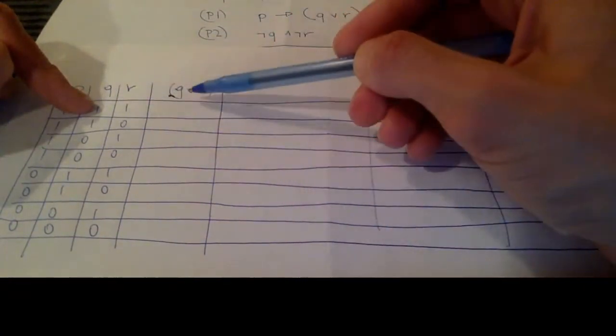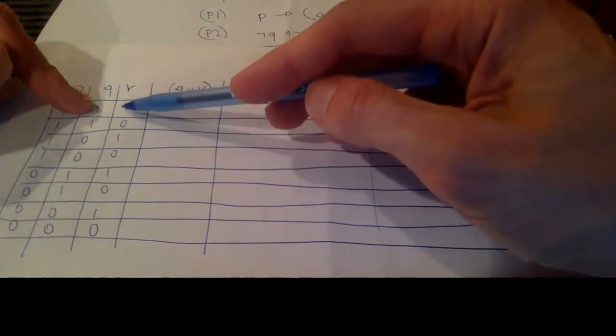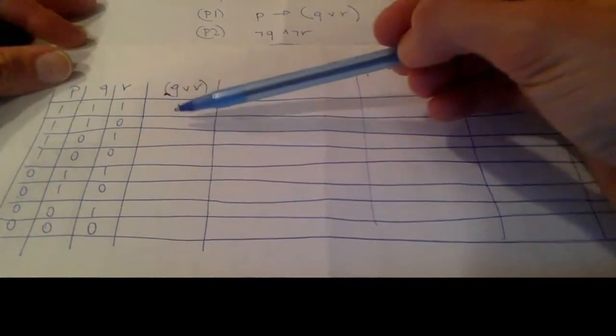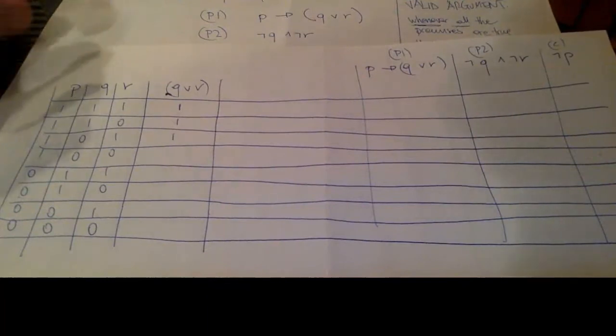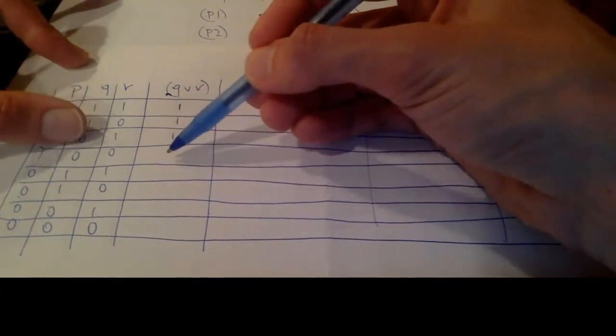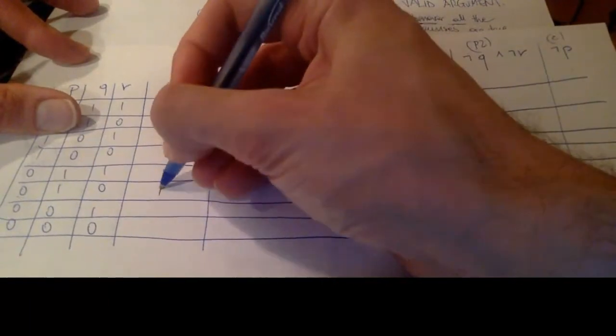Now, for Q or R, we consider the values of Q and R. Since both Q and R in this first possibility have value 1, this gets value 1. In these other cases, either Q has value 1 or R has value 1, so Q or R also gets value 1. Then this case is different, because both Q and R have value 0, so Q or R should have value 0. These are the three cases. We have 1 again, and then we have a 0.